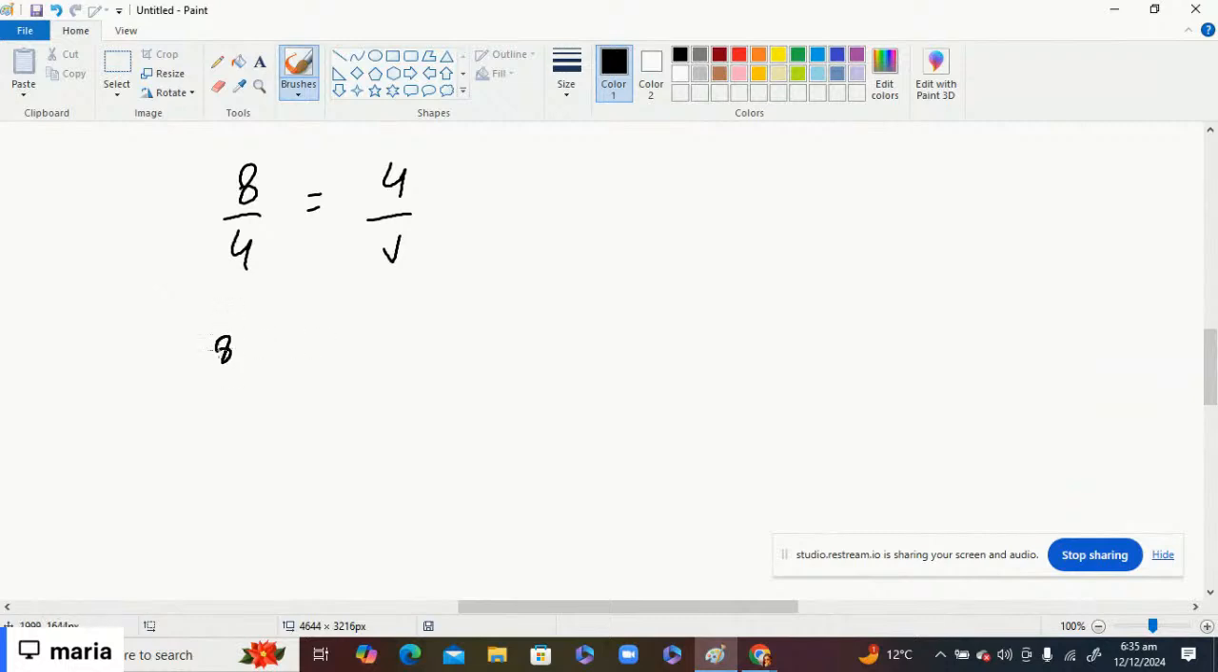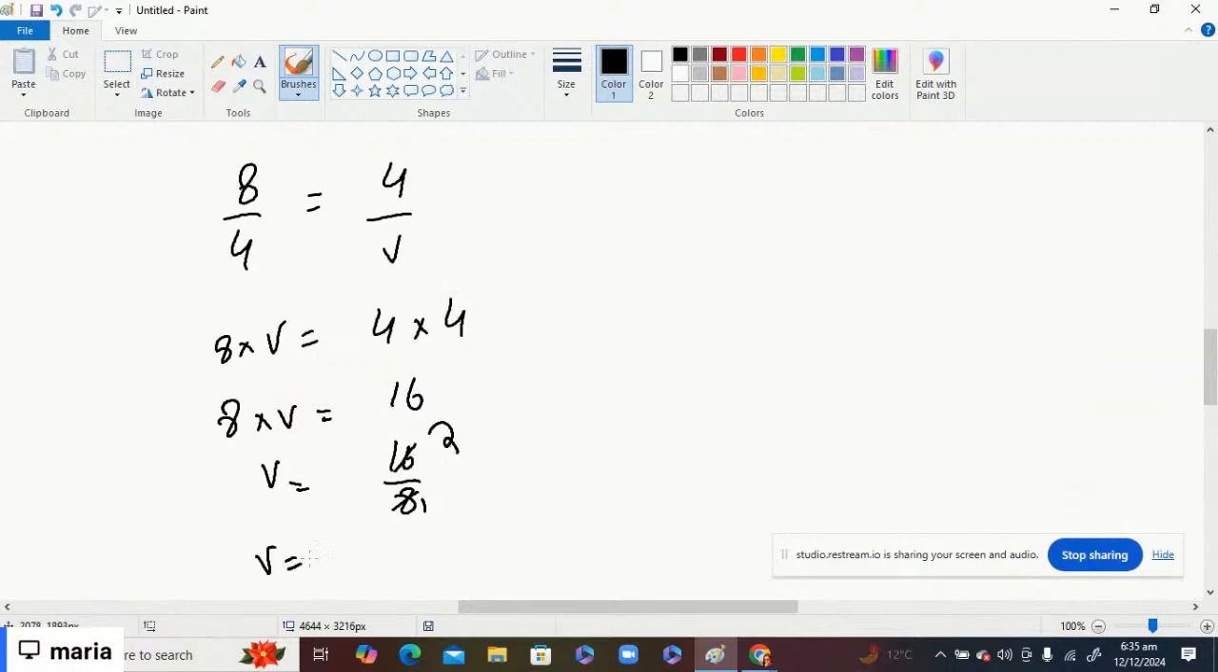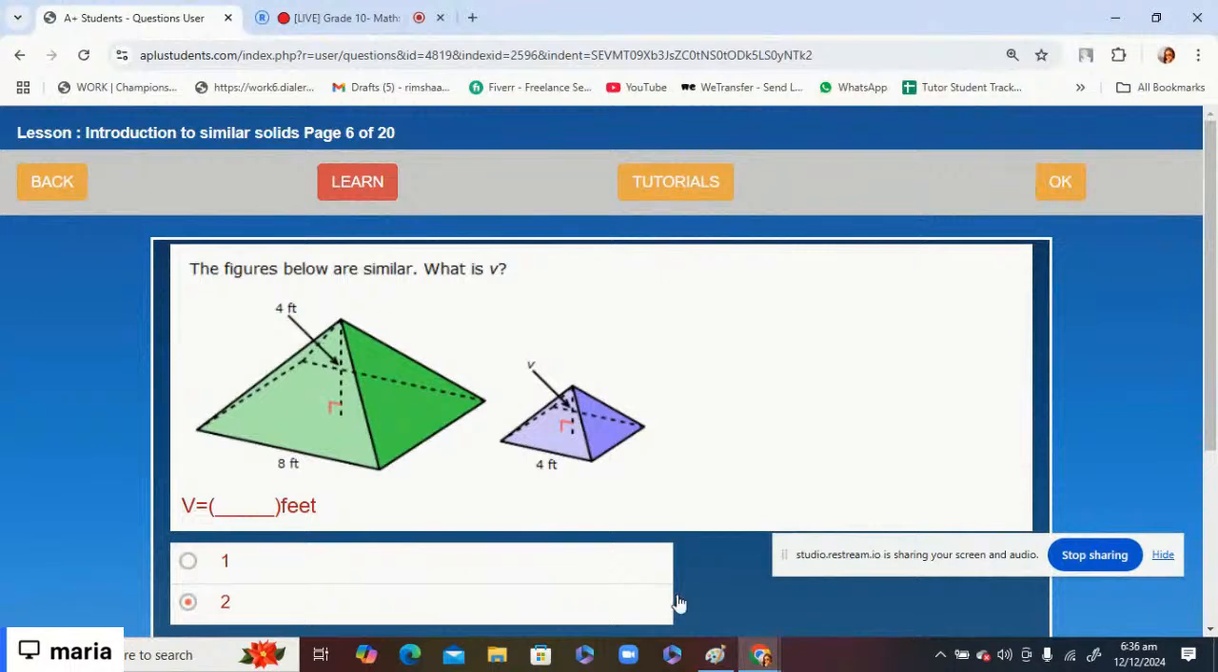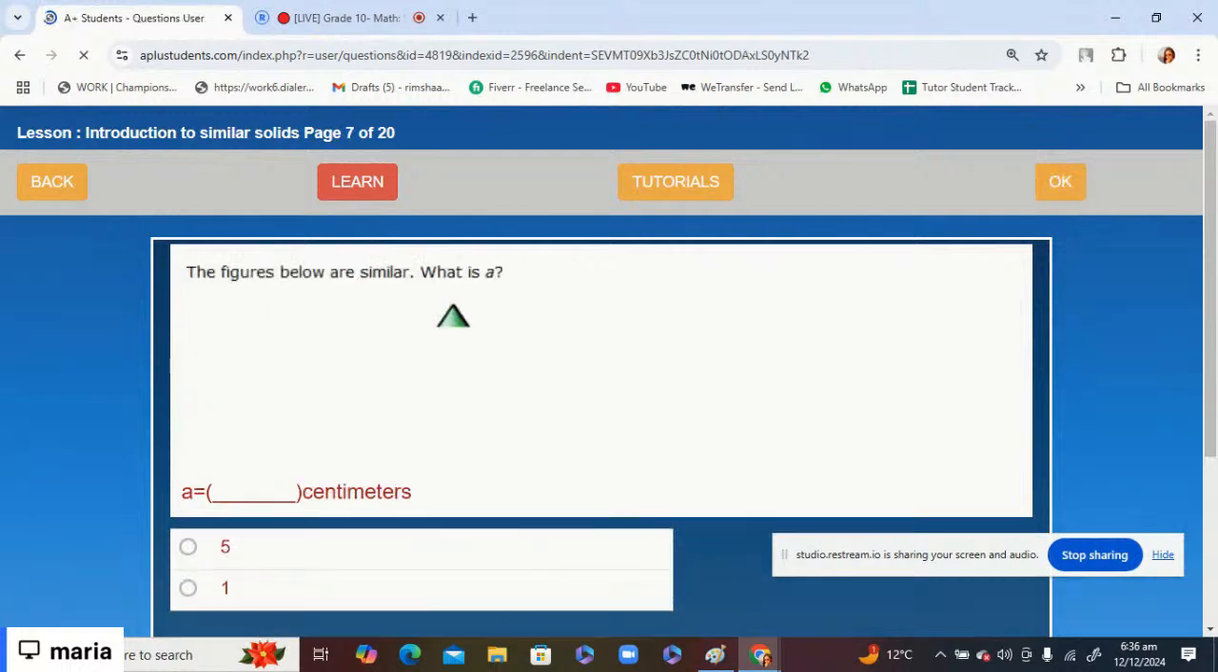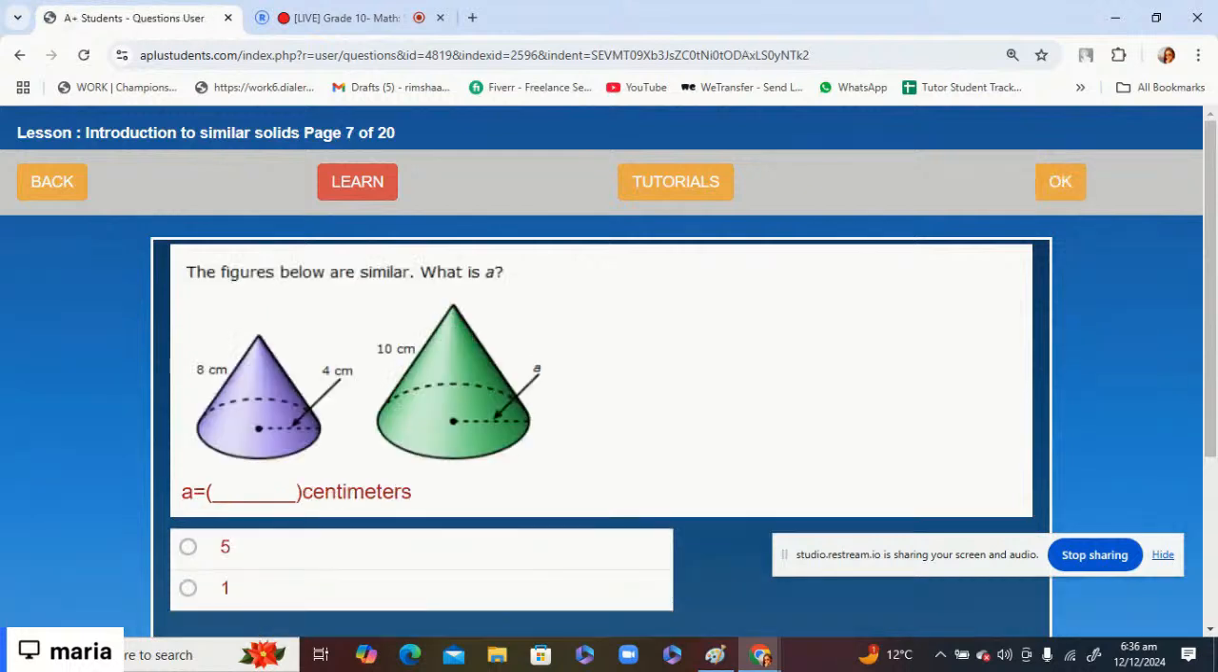So here is 8 times V, 4 times 4. So here is 8 times V as it is, 4 times 4 is 16. V is still here, 16 by 8. 8 times 1 is 8, 8 times 2 is 16. Look, the answer is 2. Same thing. But we are just checking, we are just proving how the proper method is to solve this one. That's why we're using this. Okay, now everyone tell me the answer of this one.